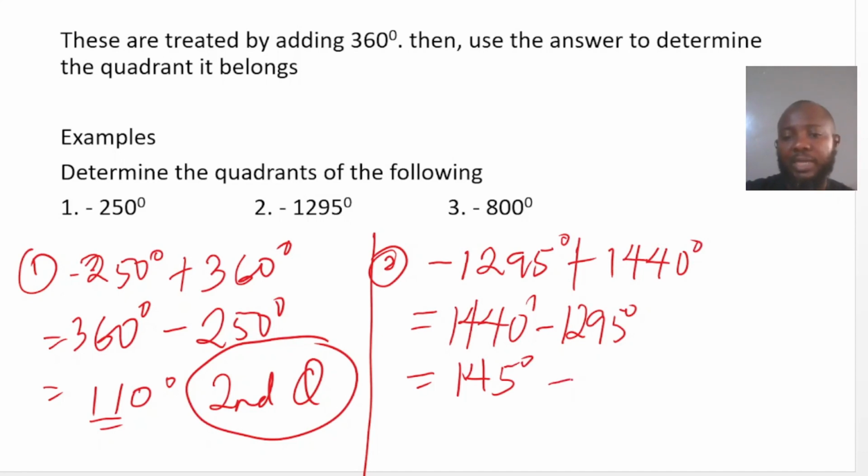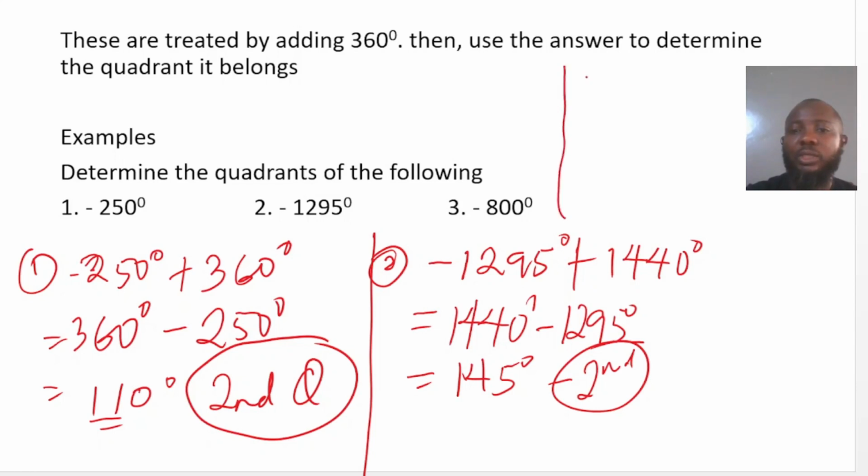So this falls under your second contract as well. I hope that is very clear. So for the third one, 800 degrees. What we can do is use multiples of 360 that are closer to 720. So 720, then above it, 360 plus 720. And that gives us 1080.